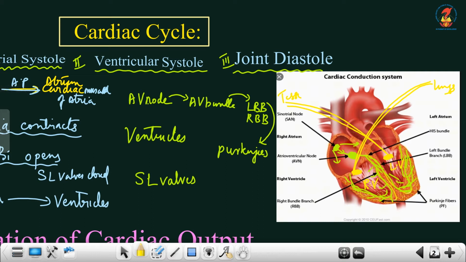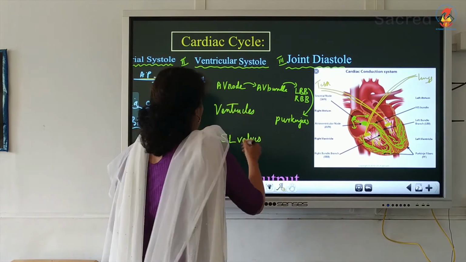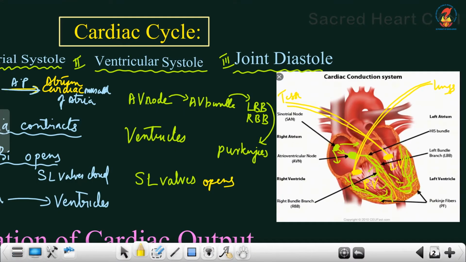Why does it open? Because the ventricles are contracting. With that pressure the semilunar valves open. Meanwhile, don't forget that at that time the tricuspid and bicuspid valves are shut. Now what happens? Now talk about the status of the blood flow. Because the valves are open, the blood flows out of the heart. That is, from the right ventricle it goes out of the heart to the lungs, and from the left ventricle it goes out of the heart to the tissues through the aorta.